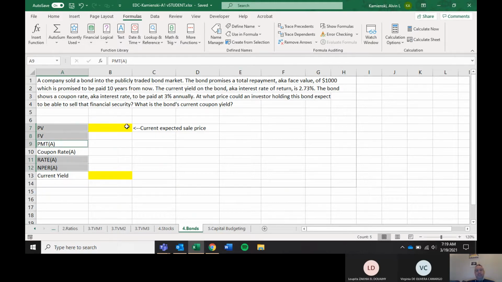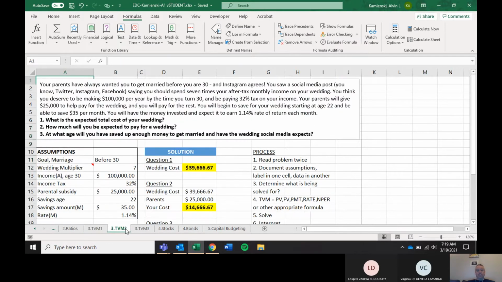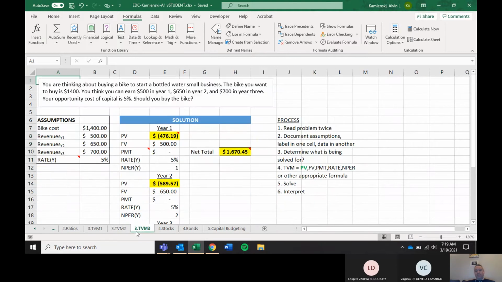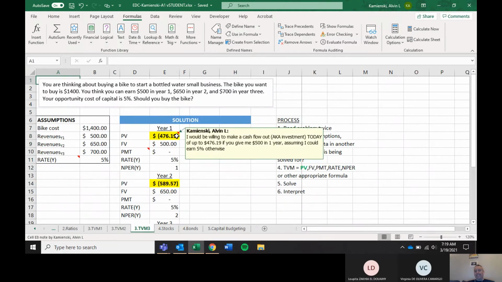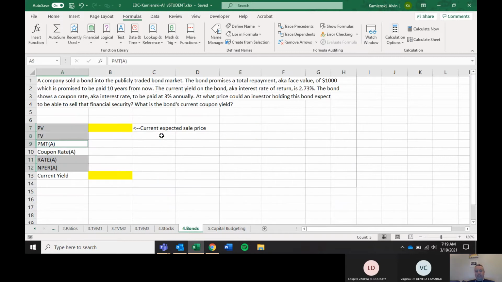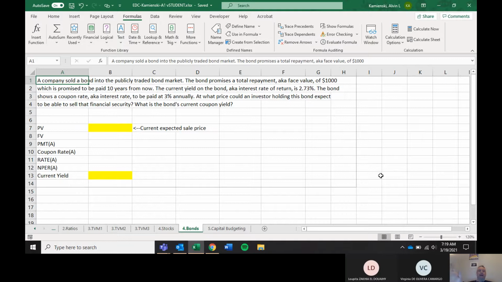And so you're going to see we're going to just solve for a present value, just like over here when we were solving for present values. It's the exact same process, but the words are just different. So let's look at this together. Let's pretend you have a company and it just sold a bond. The bond promises a total repayment, also known as a face value of $1,000.